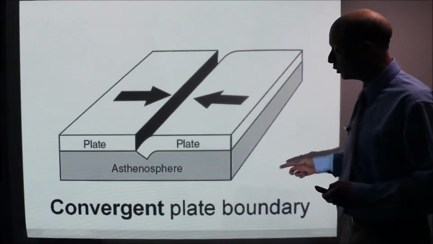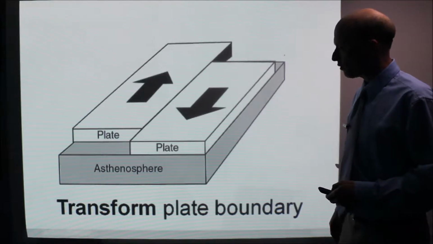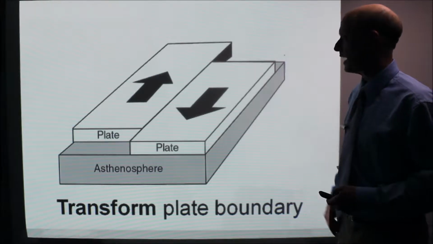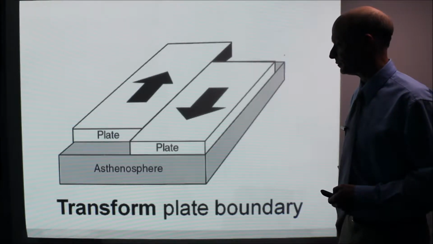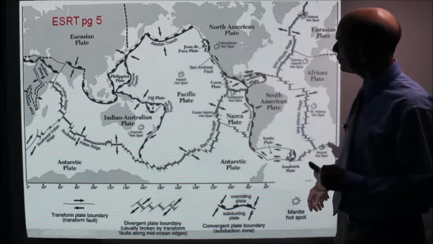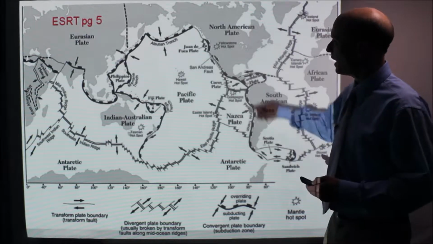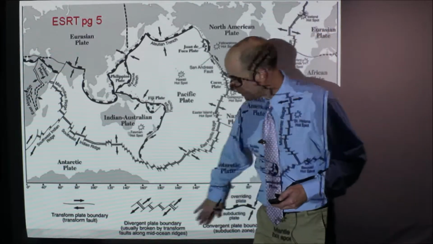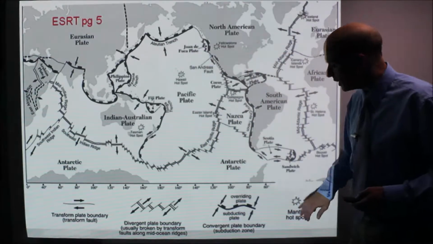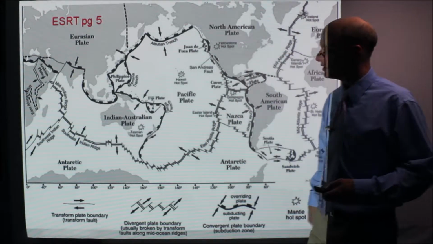Convergent plate boundary, they're moving together. Transform plate boundary, they're sliding past each other as shown there. And these, you can see on this diagram of page 5, it has the arrows on there. It has the symbols down here for convergent, for divergent. So you being able to use this is important.